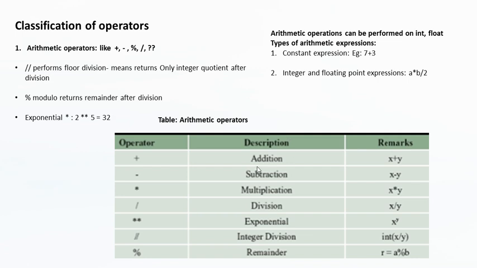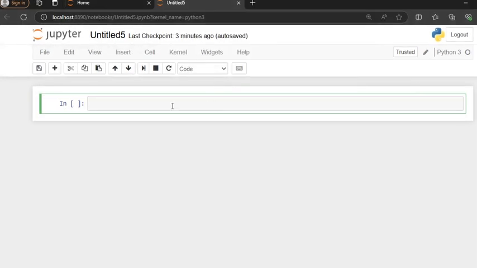The different types of arithmetic operations are addition, x plus y; subtraction, x minus y; multiplication, x star y; and division, x slash y. If you want exponentiation, then x raised to the power y. Integer division, int of x divided by y. Suppose the division of x by y gives a value 12.3. If you say integer, it will only get 12. You also have floor division. And if you want the remainder, you have to use the modulus sign. Let's quickly go to the Jupyter notebook and perform all these operations.